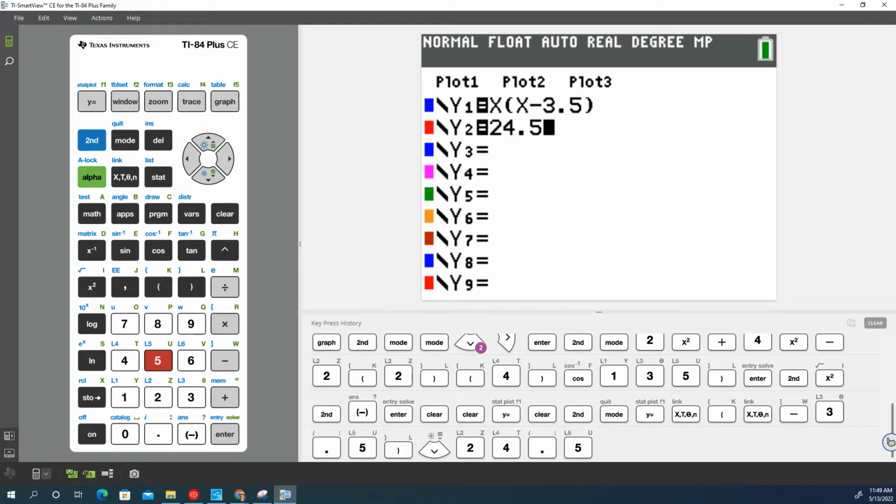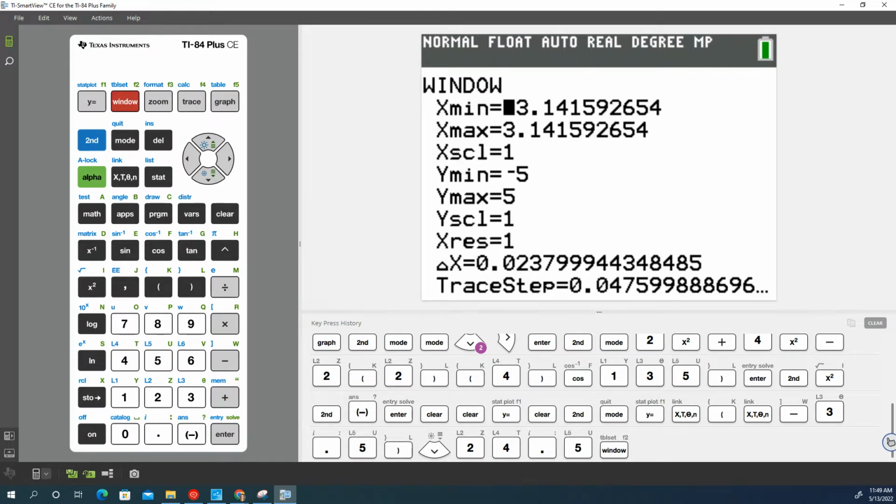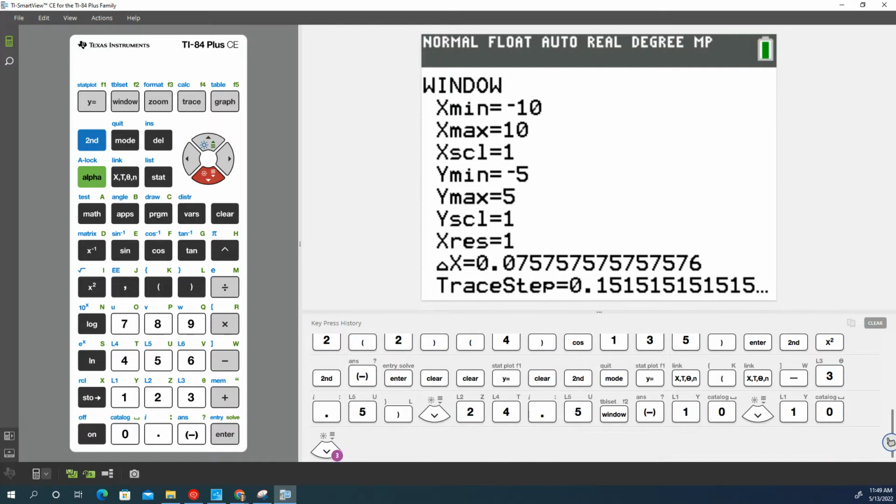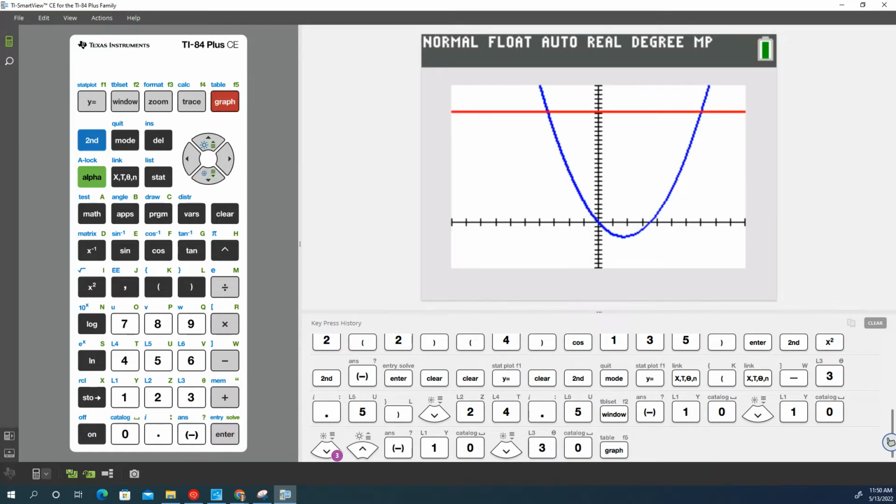So now for my window, careful because it's normally defaulted to like -10 to 10. But I want to know when this equals 24.5. So that's going to be graphing a horizontal line. So I'm going to go all the way up to 30 here. And there's my graph. Now, if I'm trying to find the length here, this intersection point wouldn't make sense. I have a negative length, so I need to calculate this intersection point. Our calculator can do that for us.